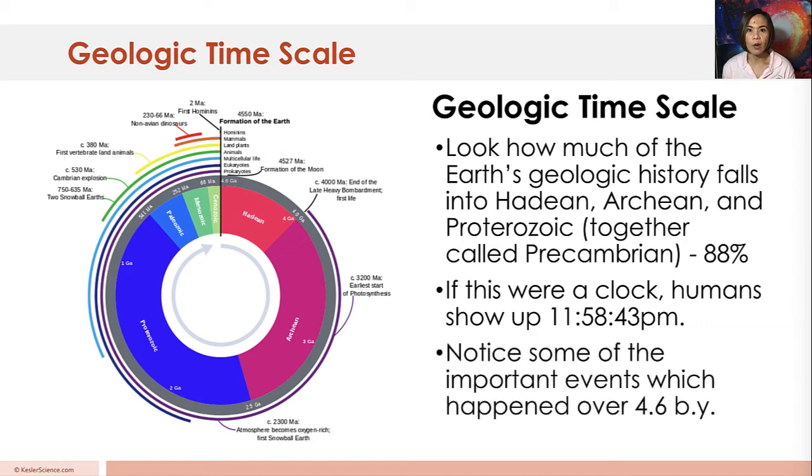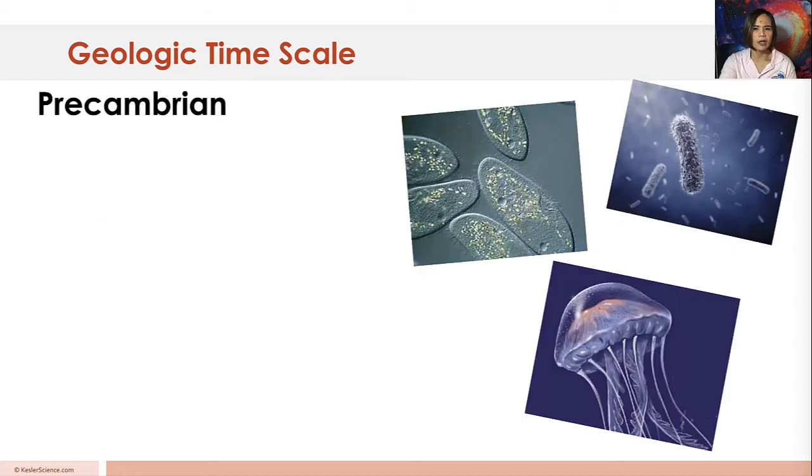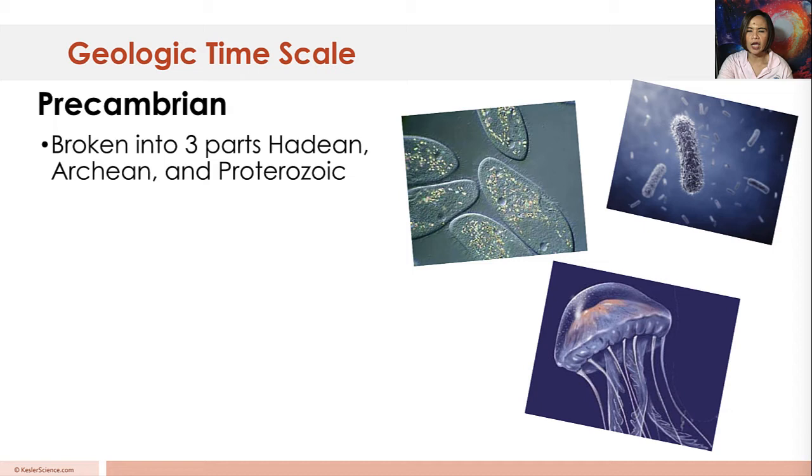And notice some of the important events which happened over 4.6 billion years. That time frame from the Hadean all the way up to where humans are right now happened over 4.6 billion years. Now, let's take a look at the Precambrian period. Precambrian is divided into three parts: the Hadean, Archean, and the Paleozoic. If you want to look back onto the video where it's at, feel free to do so.